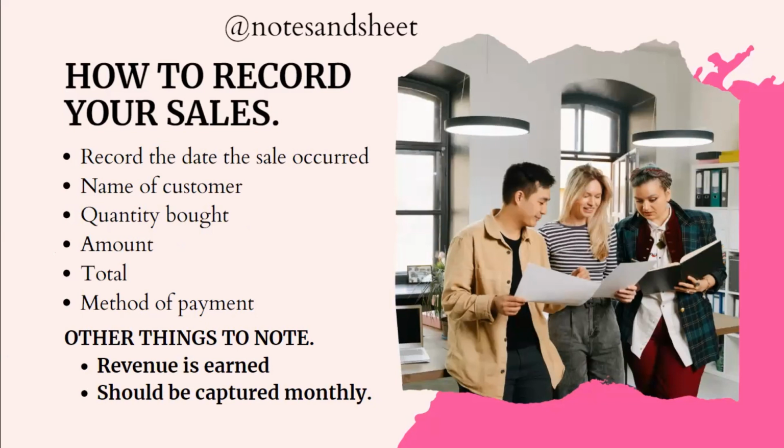So first off, you need to note that there are 6 important things for you to write down when you're recording your sale. You should not just write, I sold rice, 2 cups, this and that. No, there are 6 important things for you to note down when you are recording your sale. So the first one is for you to record the date the sale occurred, right? You want to ensure that you are writing down the date you sold that goods, right?